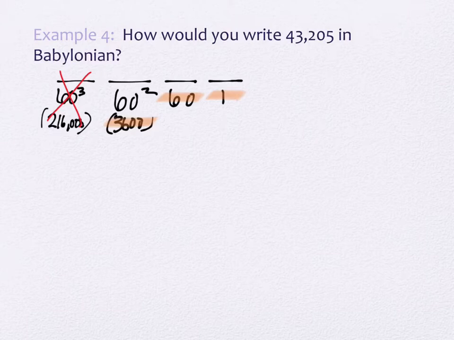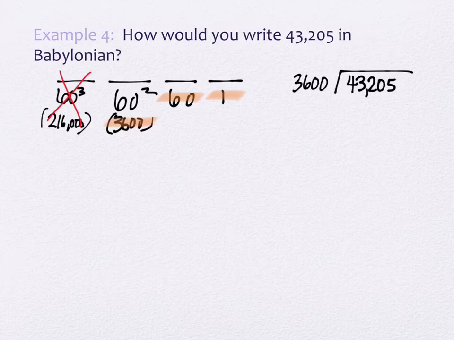And what we're going to do is take our 43,205 and divide it by the biggest place value that I'm working with. That's why I can't use the 216,000, because it's too big. So I start with the 3,600. And I need to know, and you're welcome to grab your calculator to find out, how many whole number times will 3,600 go into 43,205? It's going to have some decimals, but I don't care about that.